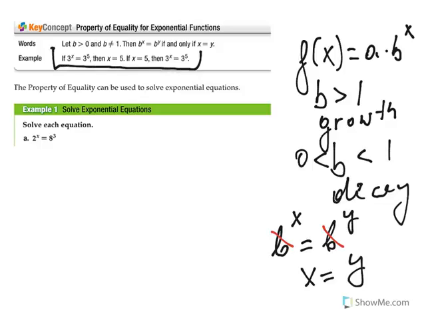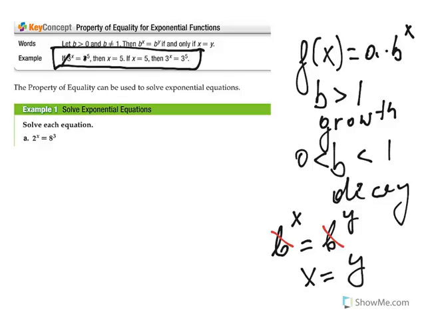3 to the x power equals 3 to the 5th power. The property that we can use is the property of equality, because the bases here are the same and the exponent x equals 5. So the 3 cancels out with the 3, and x equals 5. If x equals 5, then 3 to the x is going to be equal to 3 to the 5th power. The property of equality can be used to solve an exponential equation. I'm going to show you an example of how to solve an exponential equation.